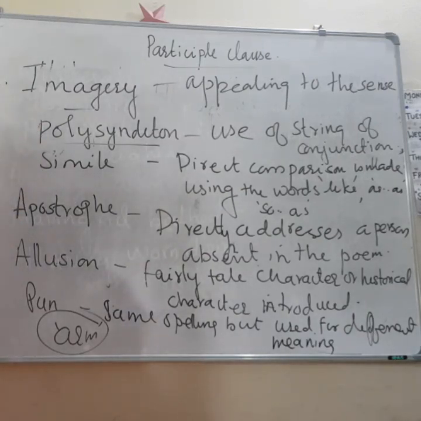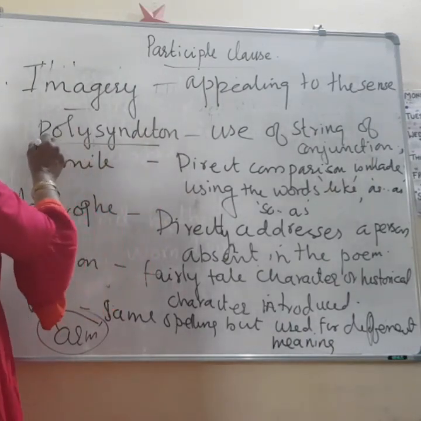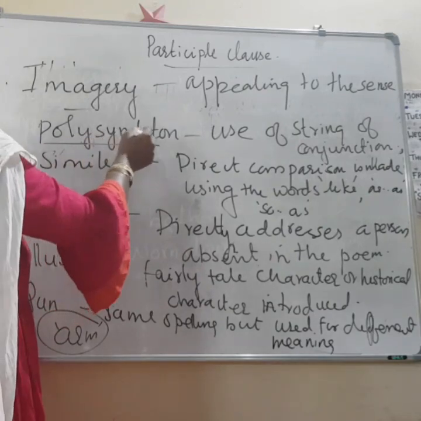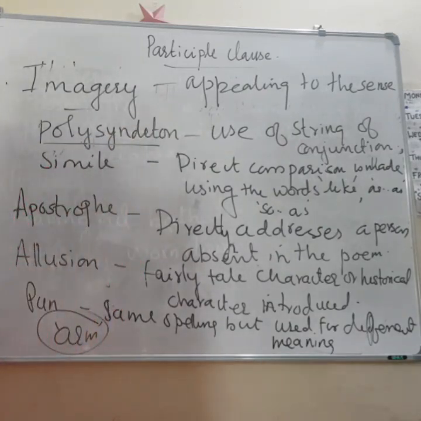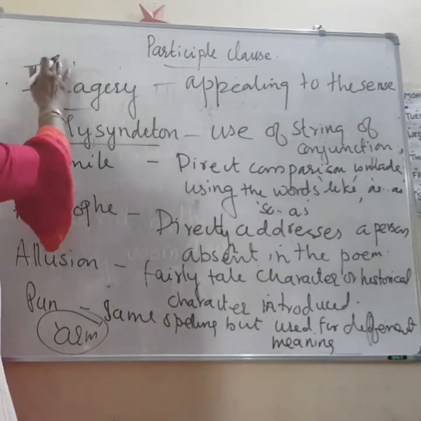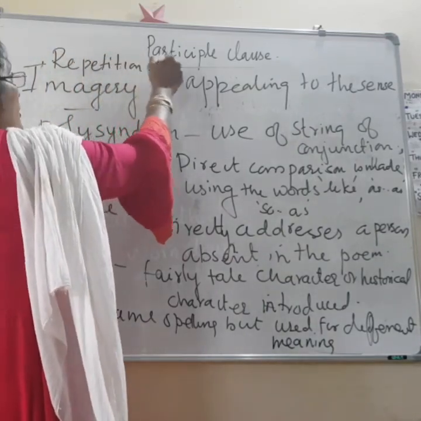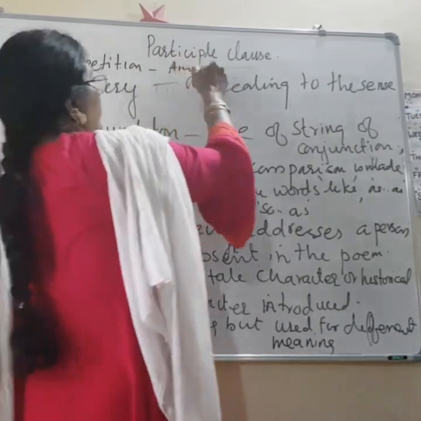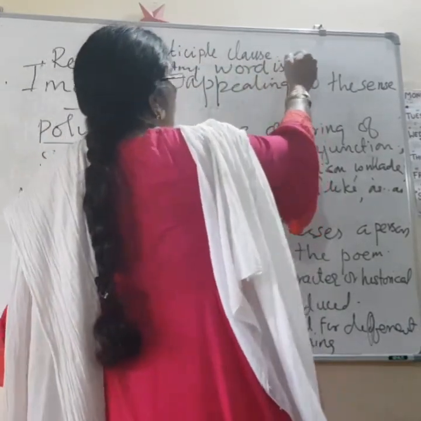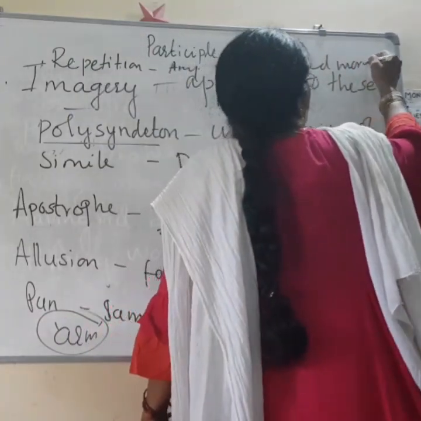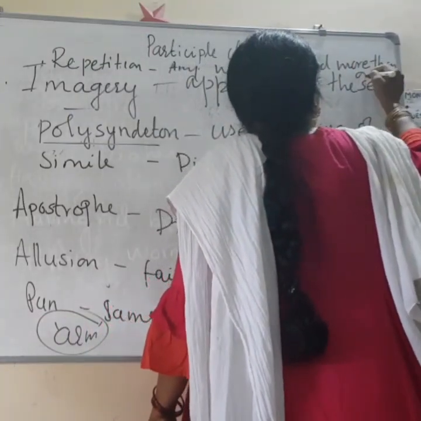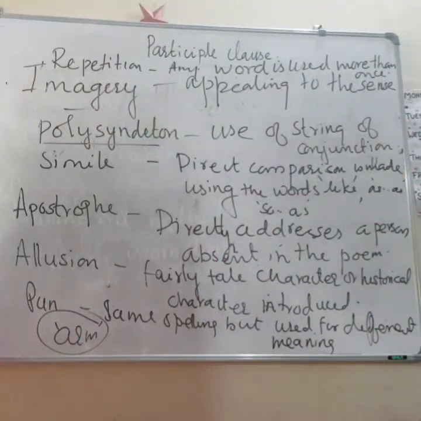So there are two FOS there. One is repetition: any word repeatedly used is repetition. And the use of a string of conjunctions is another poetic device, called polysyndeton. I hope you understood. One more FOS used in the same poem is repetition. This we also learned. Repetition is when any word is used more than once, then it is called repetition.